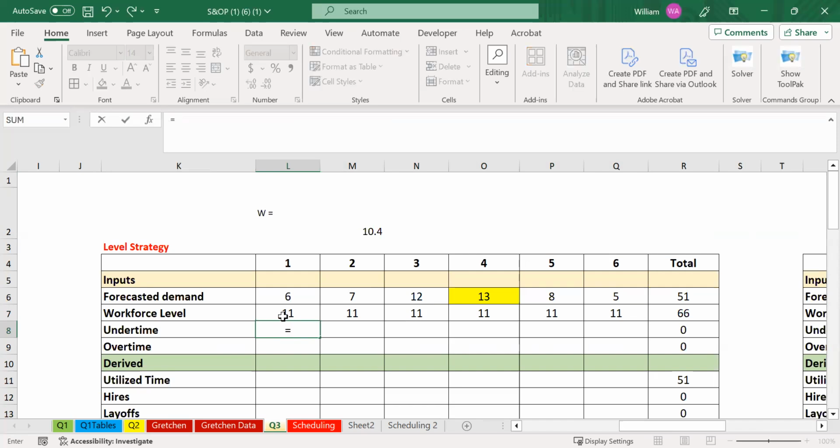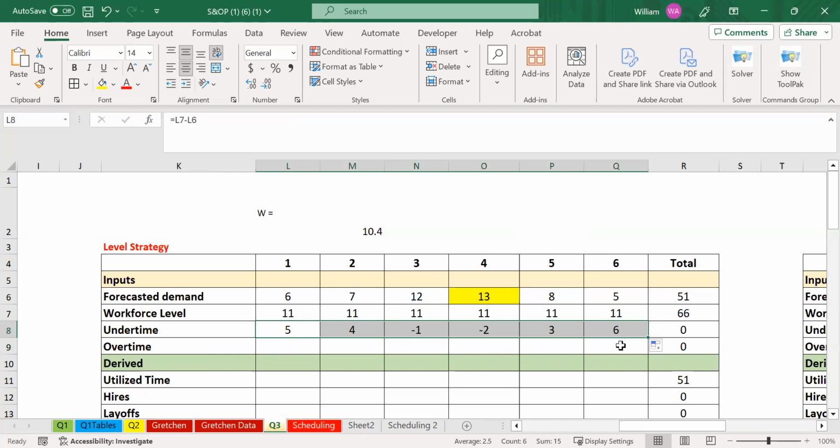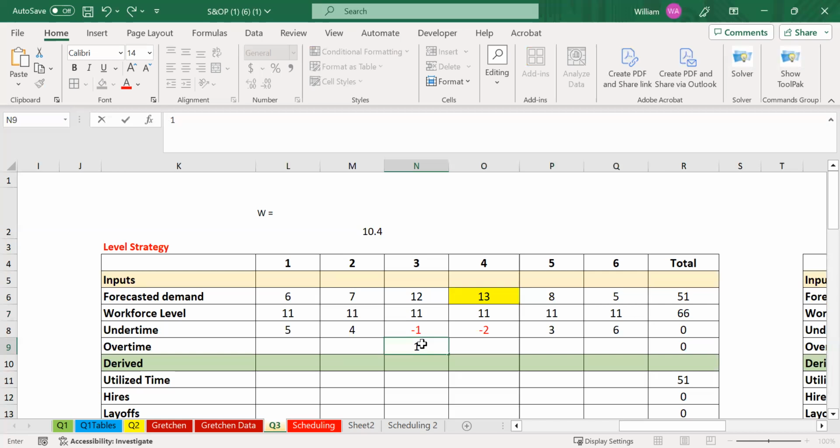Undertime, here's the difference between 11 and 6. Okay. And you can drag that all the way to the end. The only time that this changes is if we have negative values, which is what I see here. That means that we're going to require overtime here of 1 employee, and we're going to require overtime with 2 employees' time here. All right, so we're done with our inputs.